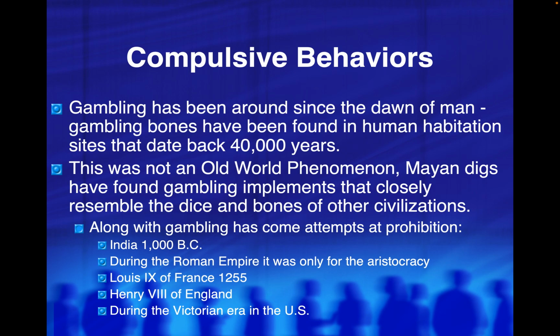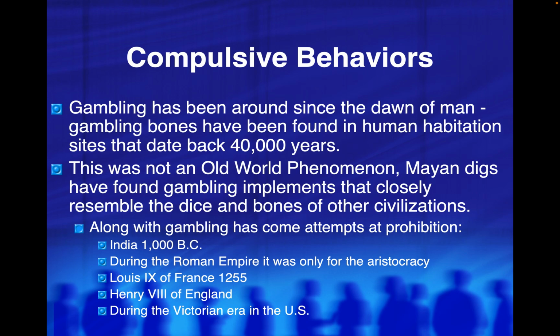Gambling has been around since the dawn of man. Gambling bones have been found in human habitation sites that date back 40,000 years. This was not an old world phenomenon. Mayan digs have found gambling implements that closely resemble the dice and bones of other civilizations. So it was in both the old world and the new world. Along with gambling has come attempts at prohibition. India in 1000 BC tried to stop gambling.